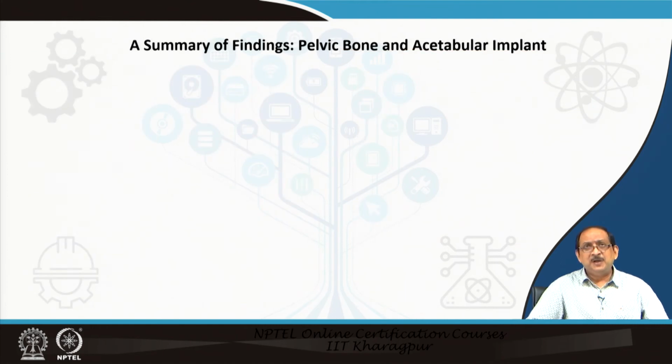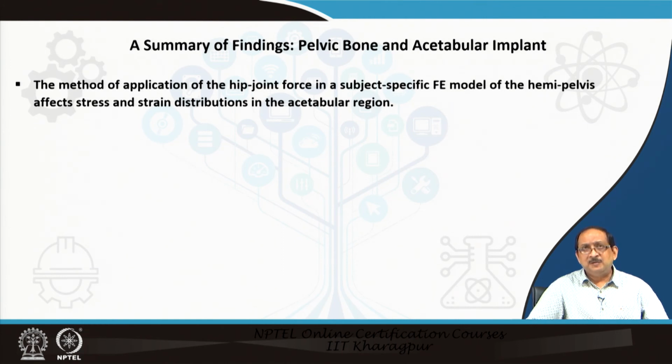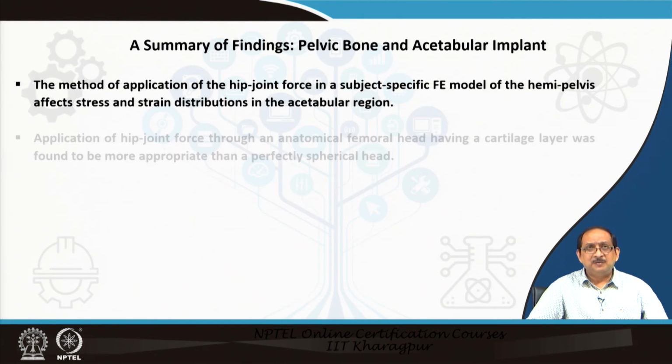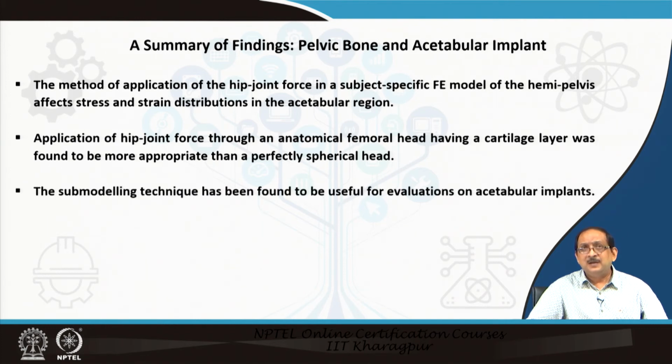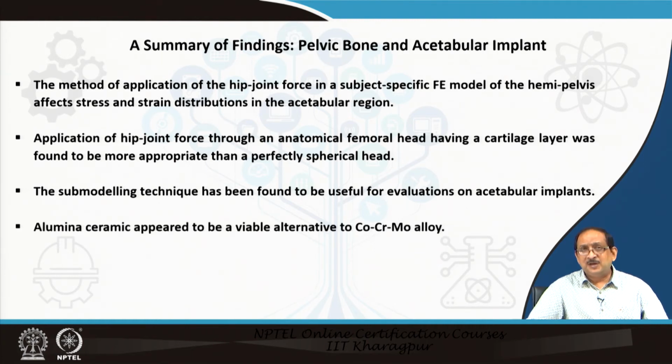Let me present a summary of the findings of pelvic bone and acetabular implant. The method of application of the hip joint in a subject specific FE model of the hemipelvis affects stress strain distribution in the acetabular region. Application of hip joint force through anatomical femoral head having a cartilage layer was found to be more appropriate than a perfectly spherical head. The submodeling technique has been useful in evaluation on acetabular implants, and alumina-ceramic appeared to be a viable alternative to cobalt chrome molybdenum alloy.